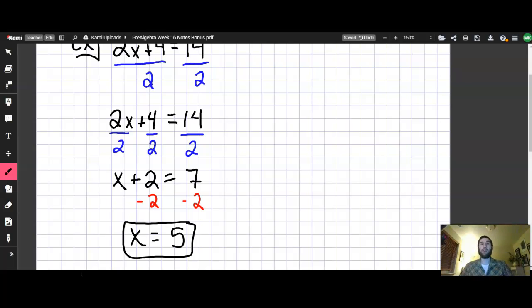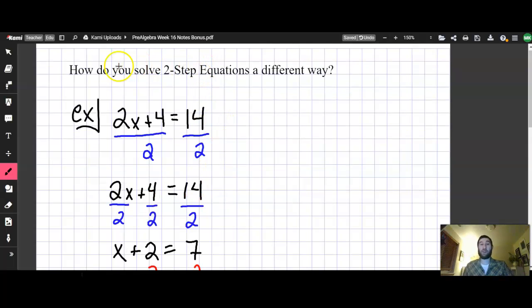So ladies and gentlemen, I hope that gives you some insight into solving it a different way. Ladies and gentlemen, I want to be clear. You are not expected to do this. I just wanted to be able to show it so you could try it on your own if you would like.